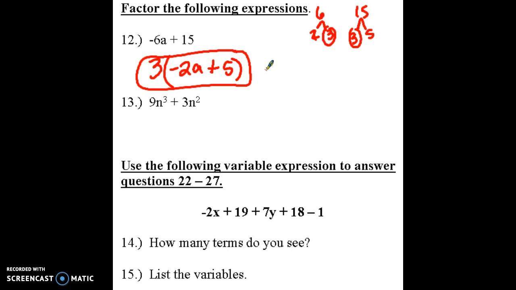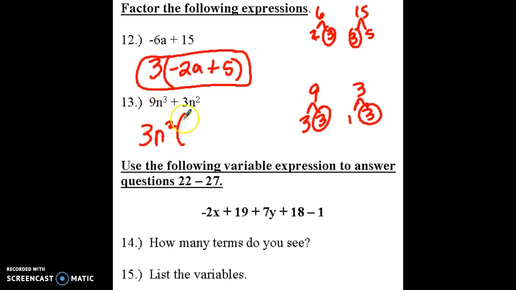For number 13, 9 is divisible by 3 times 3. 3 is 1 times 3. So the biggest number that will go into both of these is 3. They also have a variable that's in common. Both of them have an n. 9 has n cubed. 3 has n squared. So I'm going to factor out n squared.